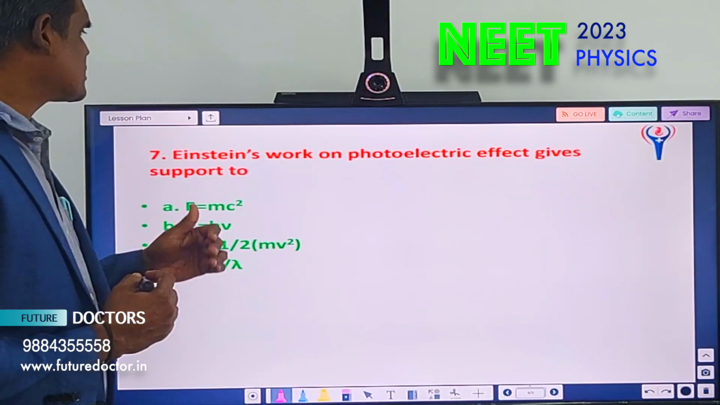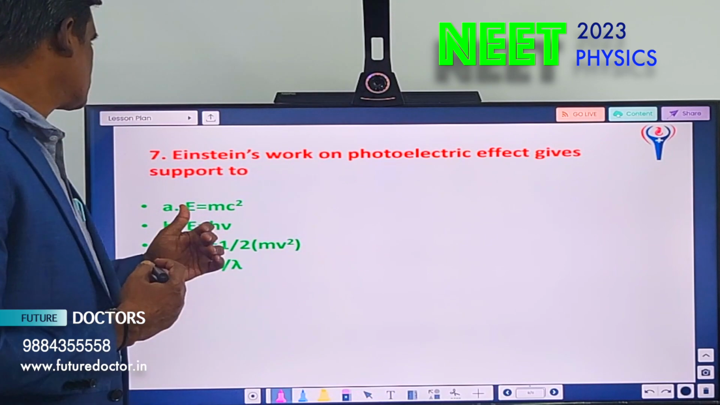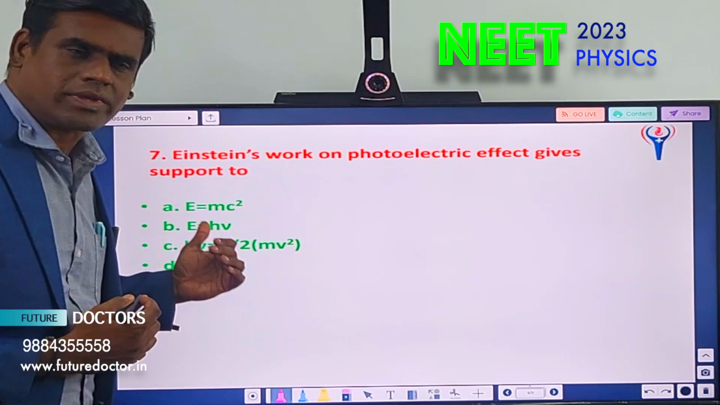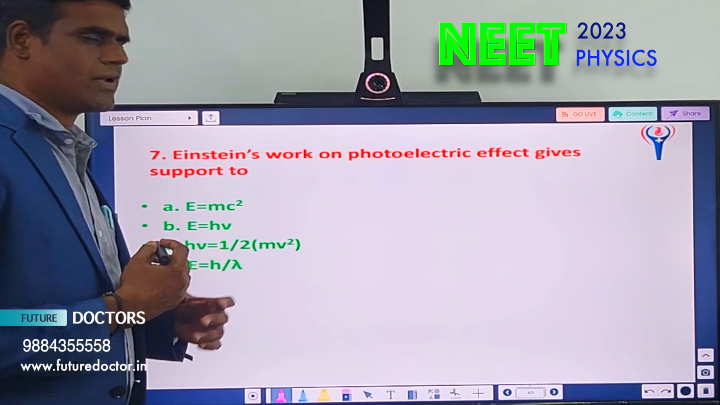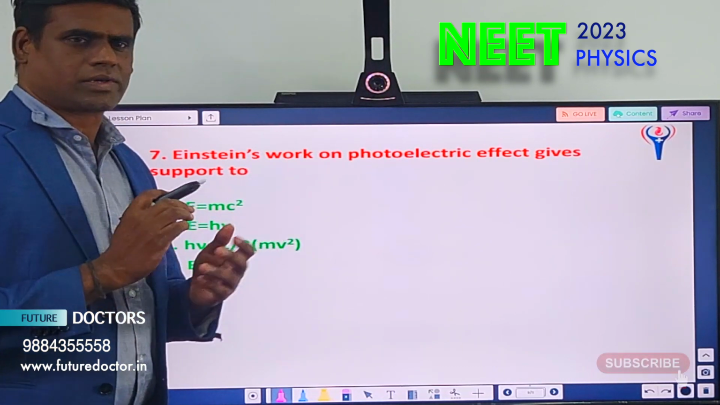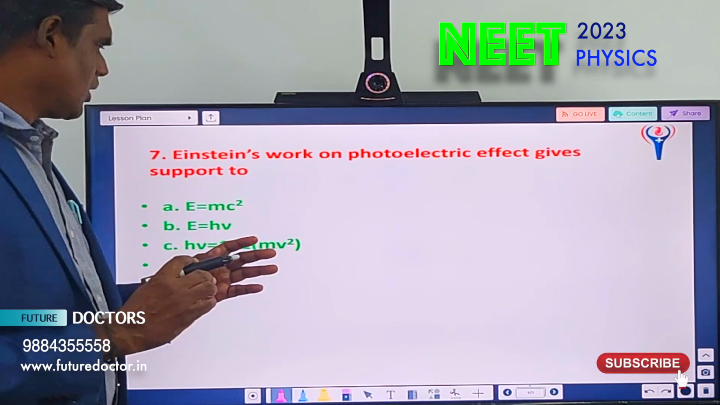Question number 7. Einstein's work on the photoelectric effect gives support to dash. A, E equal to mc square. B, E equal to h nu. C, h nu by half mv. D option, E equal to h by lambda. Here you should know the photoelectric effect formula. By knowing the formula, you will solve this.